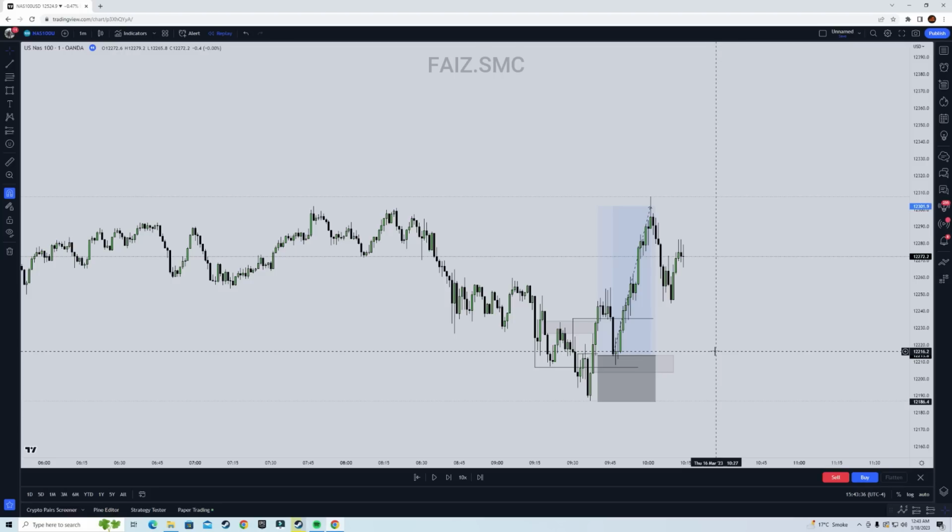So this is how you can actually identify high probability market structure shifts. It's really all about, guys, liquidity sweep, market structure shift, fair value gap, entry, target, the opposite side liquidity. That is all you need to become profitable. Just follow the trend, trade with the trend, and you are going to be profitable.